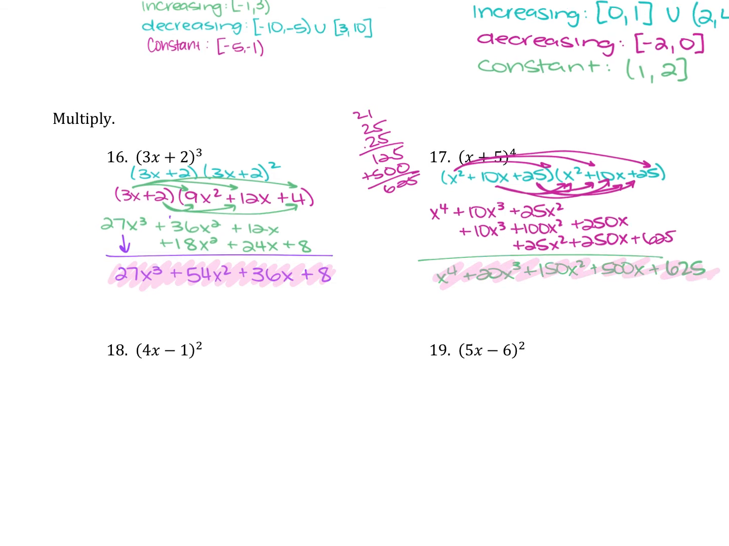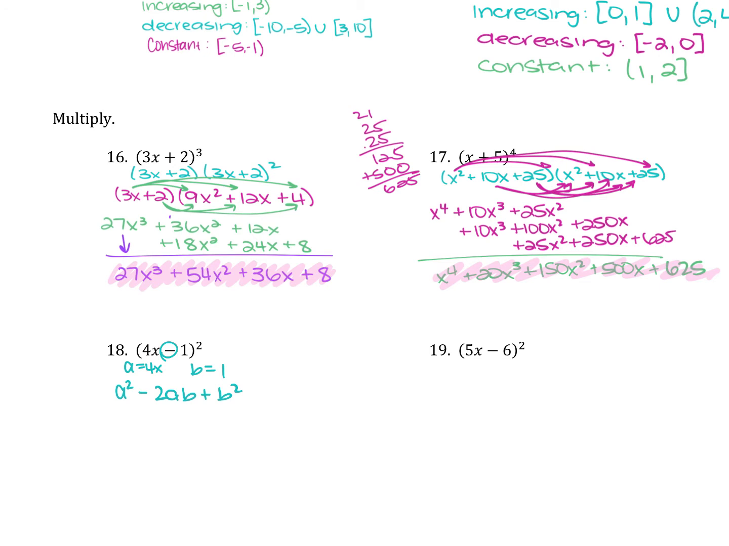For number 18, you have 4x minus 1 squared. For this one, your A is the 4x, your B is the 1. There's a negative between the two, so we're going to use A squared minus 2 times A times B plus B squared. You can also just expand this and FOIL it out. It's whatever you're comfortable with.